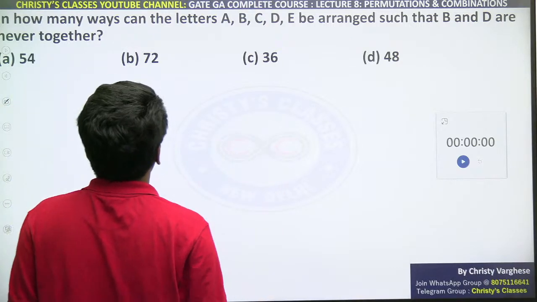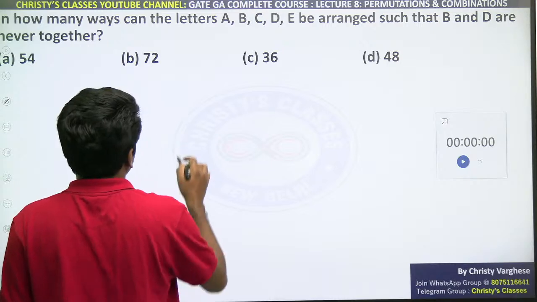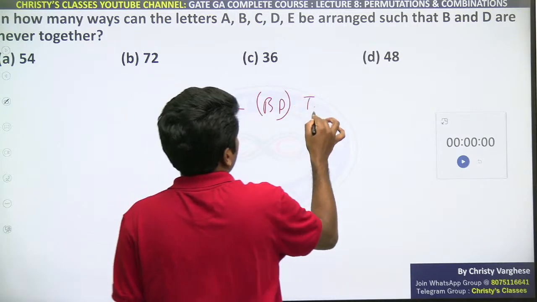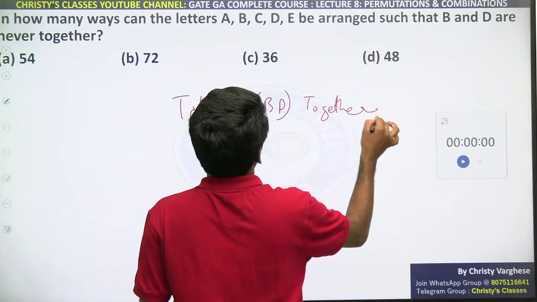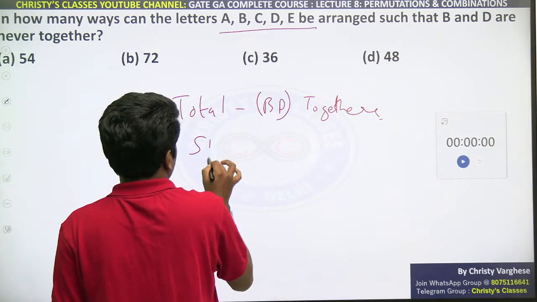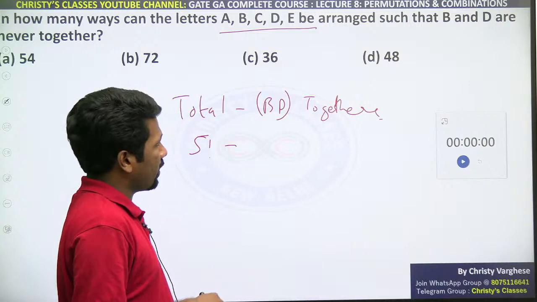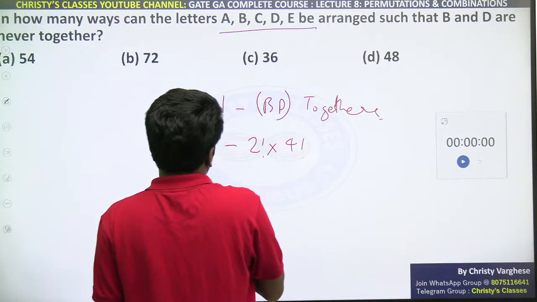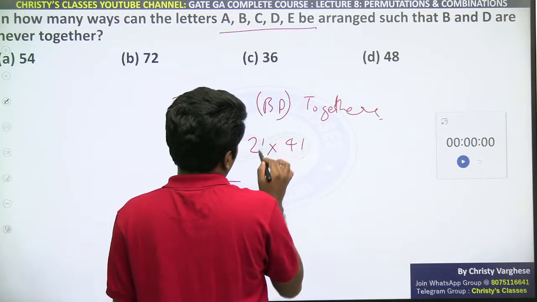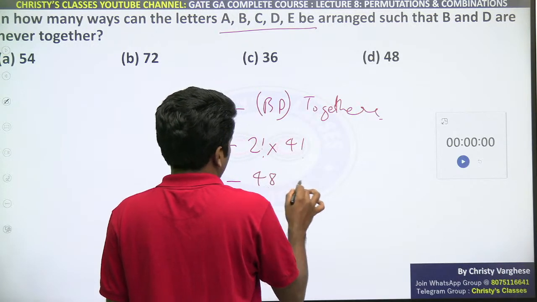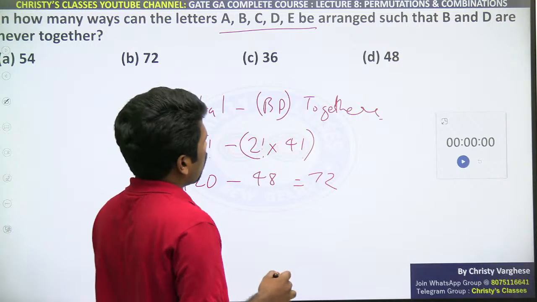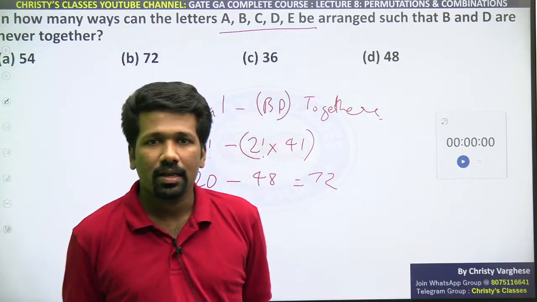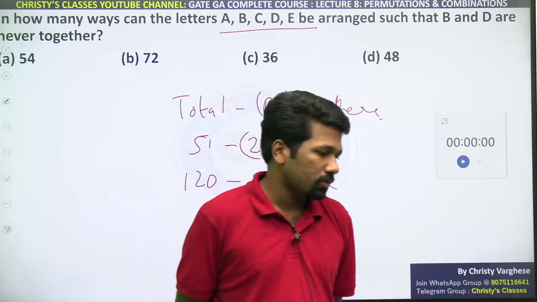So how do we do this question? We have to use the complement idea. From the total arrangement, we have to subtract the arrangements where BD is together. Total arrangement means A, B, C, D, E, 5 letters totally can be rearranged in 5 factorial ways. I already explained. How many ways is BD together? I already told you, 2 factorial into 4 factorial. So 5 factorial 120 minus 4 factorial 24 into 2, 48, that is 72. Because from the total, BD should not be together. So if we subtract the BD-together case from the total, we get the answer. Are you all understanding? Please respond.